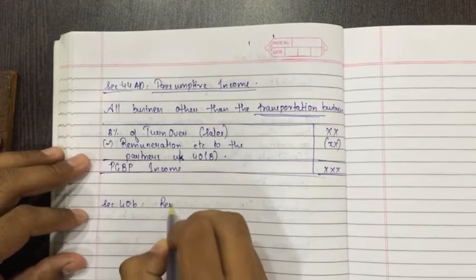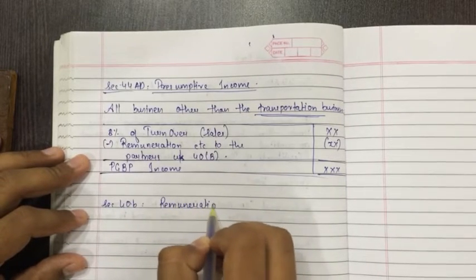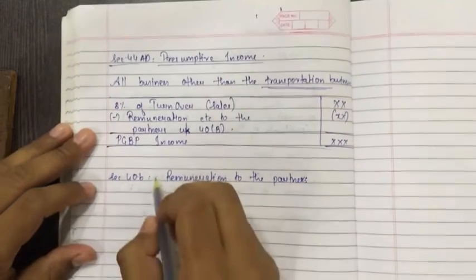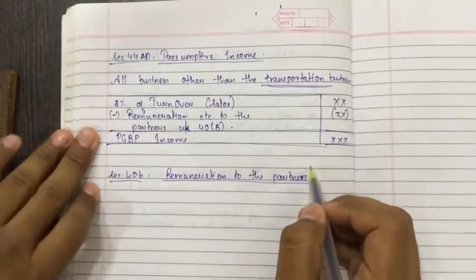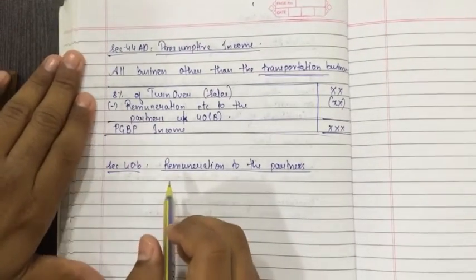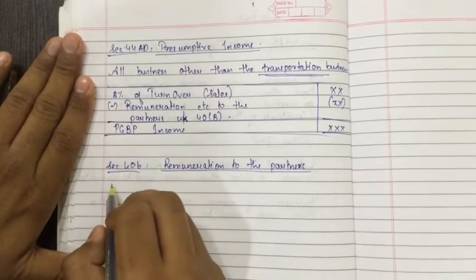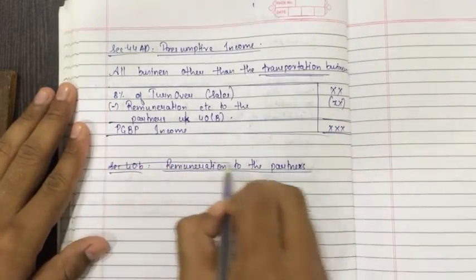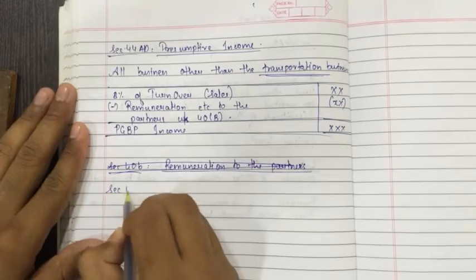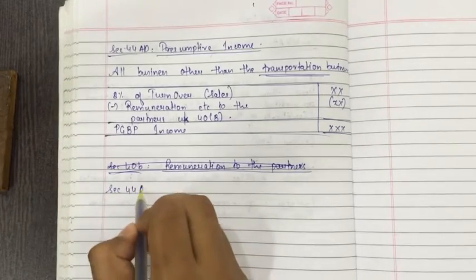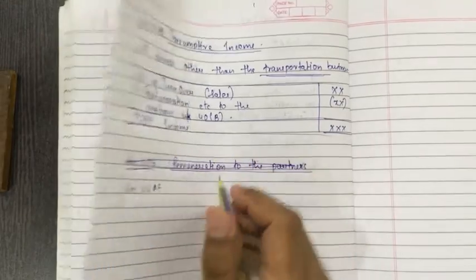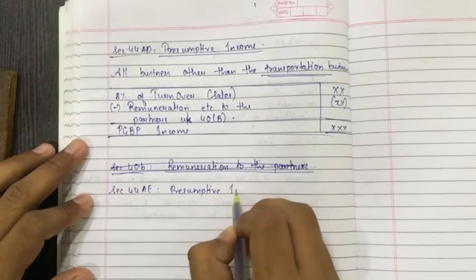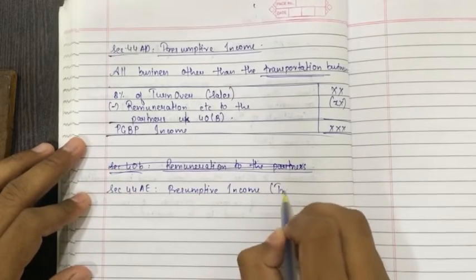It says about remuneration to the partners. Remuneration to the partners. I think I should write it over here rather than over here, because it won't fit over here. So I'll take section 44AE, that is transportation business, presumptive income. Let's complete this here only: presumptive income, right bracket, transportation business.